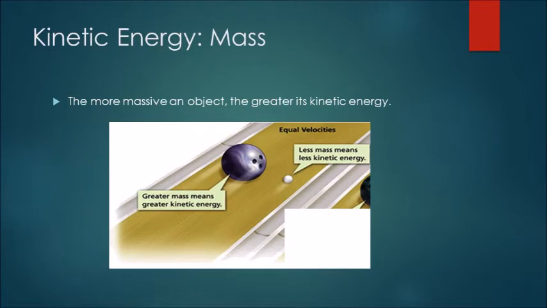The more massive an object, though, the greater its kinetic energy. So in this picture, both the bowling ball and the golf ball are both going the same speed, but since the bowling ball has a lot more mass, then it has a lot more kinetic energy.